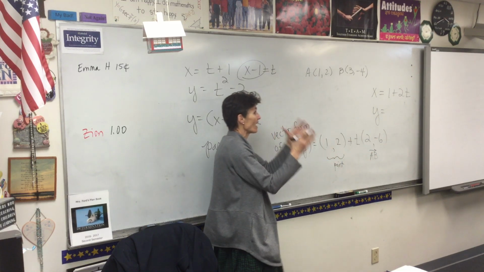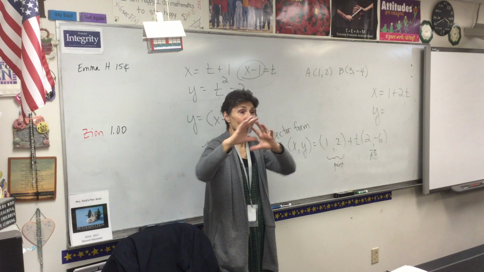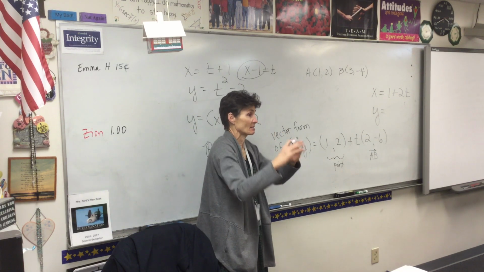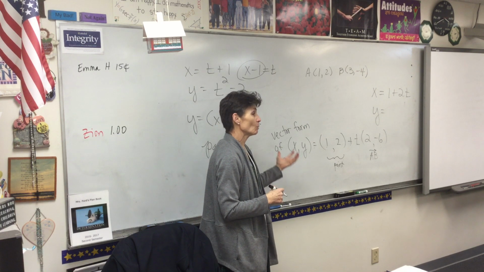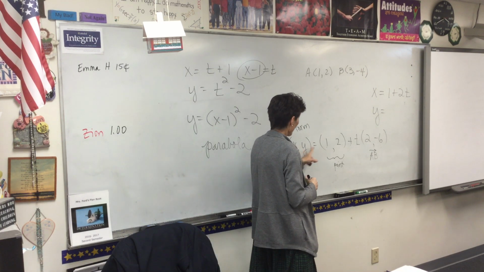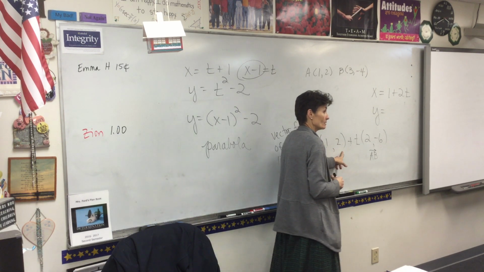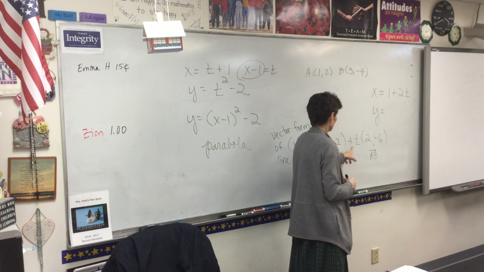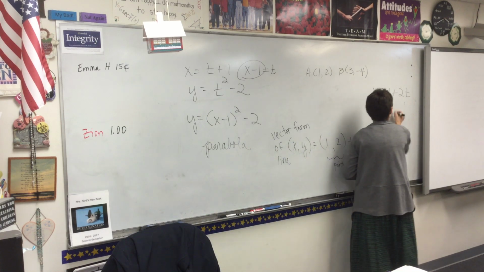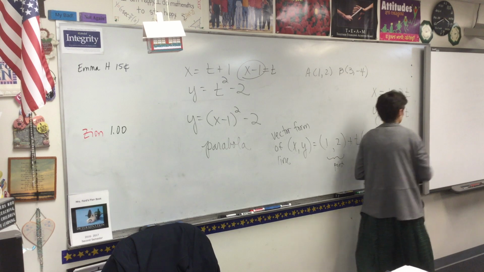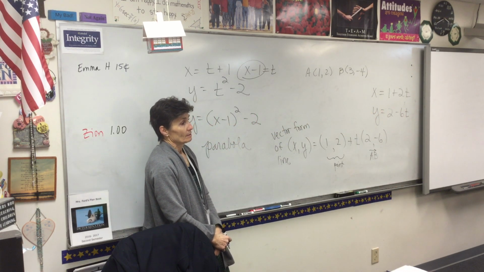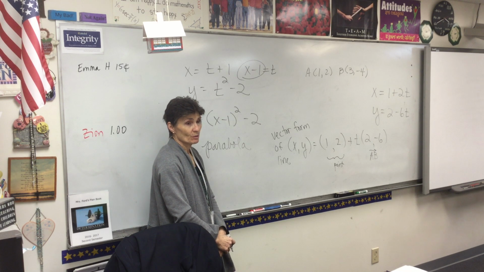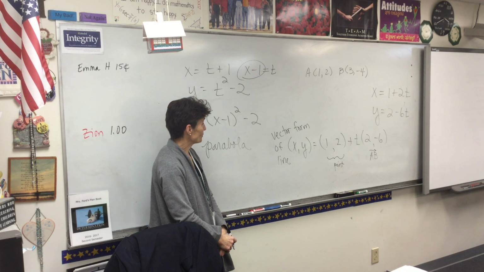I'm just looking at the front part of each parentheses. That's the x part. So what do you think the second equation is going to be? The y equation. y equals 2 minus 6t. And there are your parametric equations for the line. That's all there is to it.